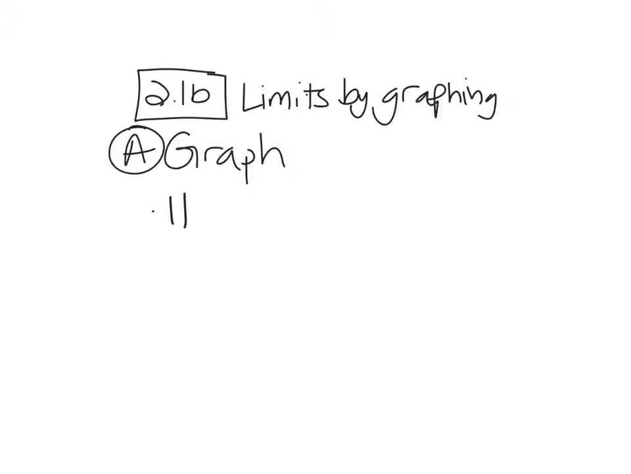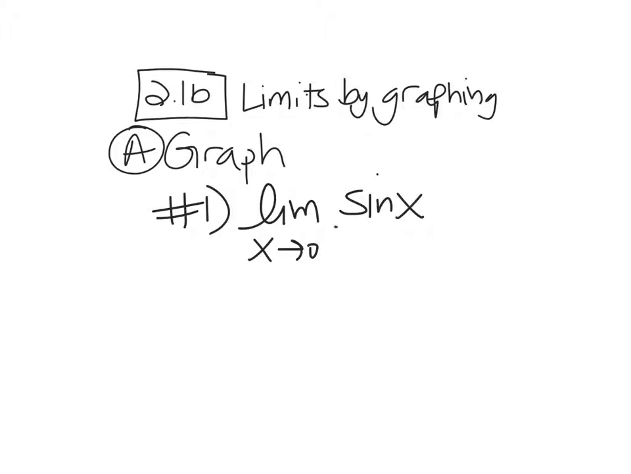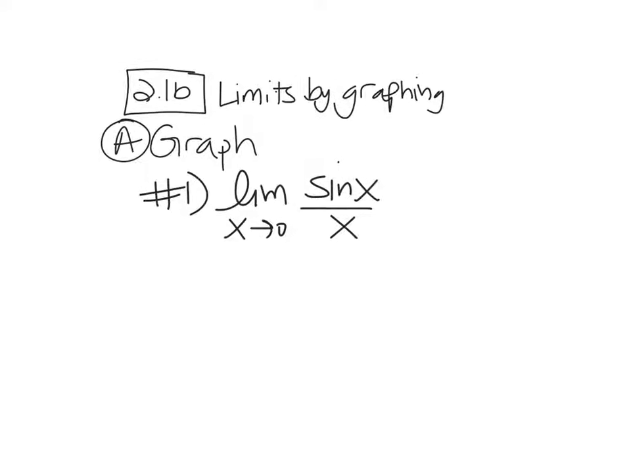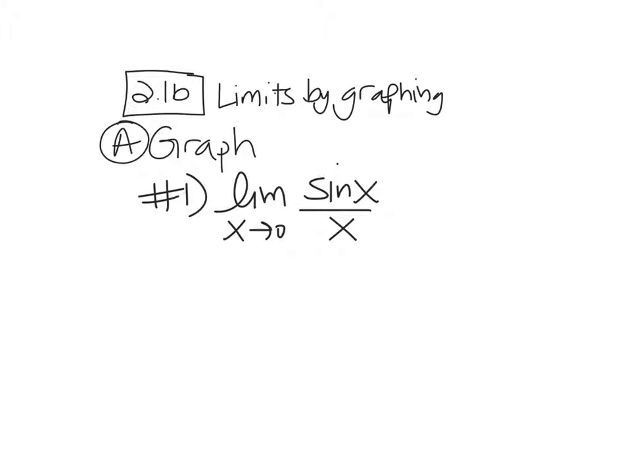So number 1. Let's find the limit as x approaches 0 of sine of x divided by x. This would be pretty tough to do algebraically, because there's nothing to FOIL, nothing to factor, nothing to reduce. So let's graph it. Obviously, if you use direct substitution, you get 0 over 0, which doesn't mean that the answer is 0, it just means there's something else to be done.